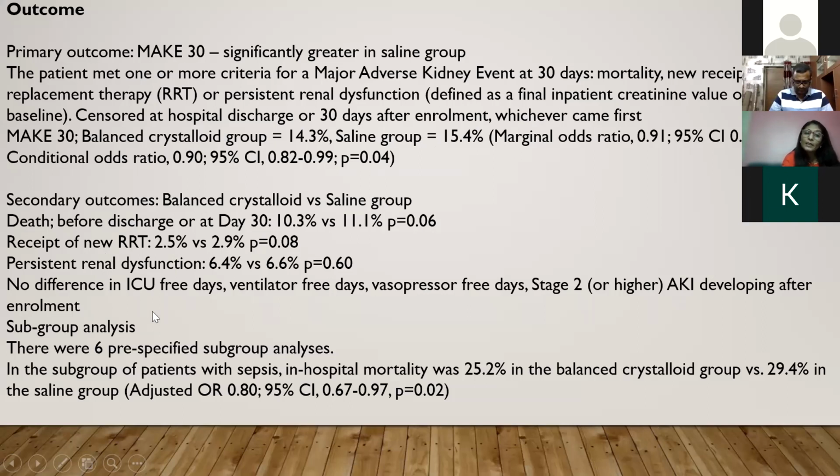But there were 6 pre-specified subgroup analyses, of which, in the subgroup of patients with sepsis, in-hospital mortality was 25.2% in the balanced crystalloid group versus 29.4% in the saline group. So the p-value for this was 0.002.